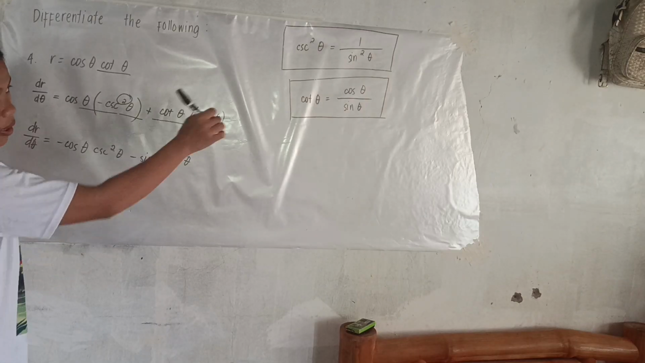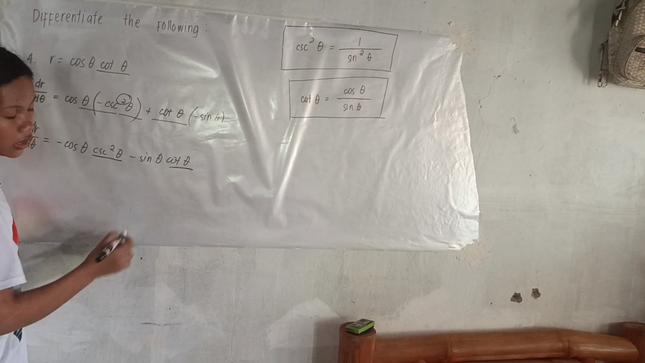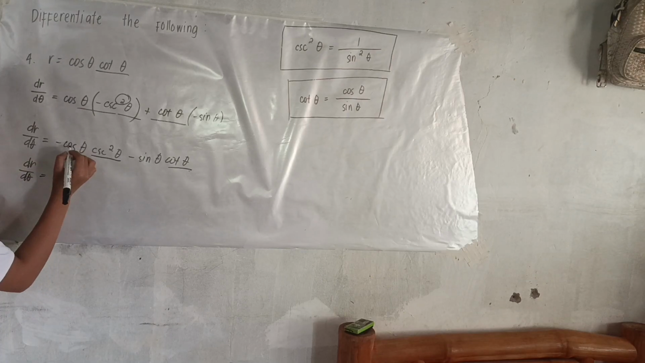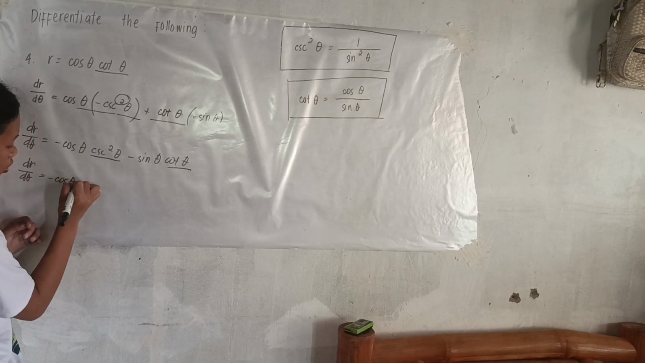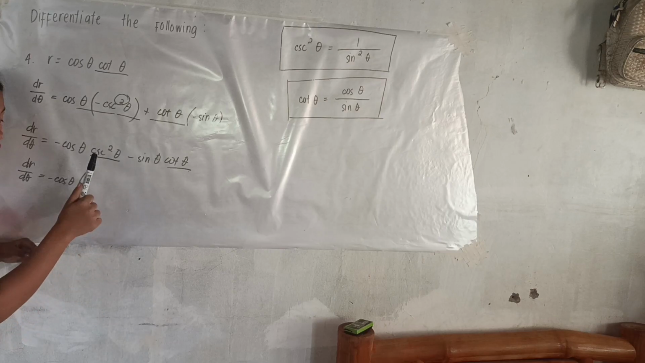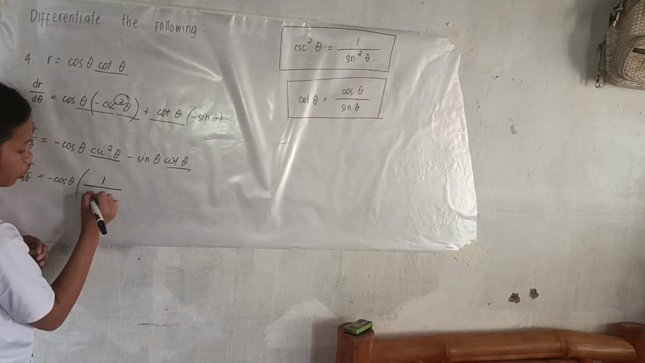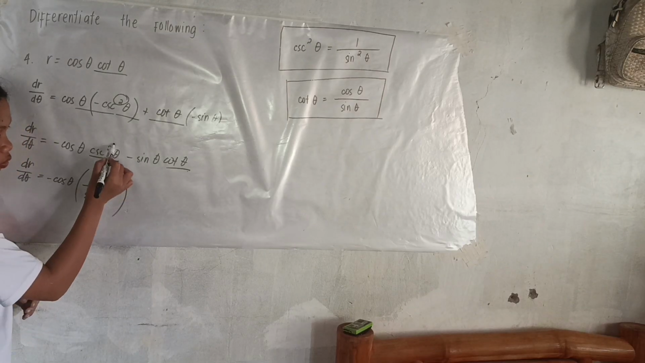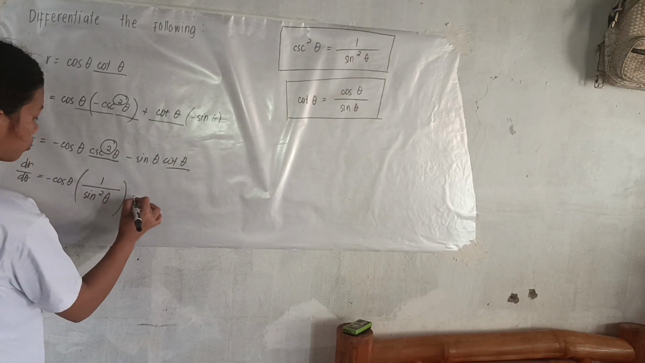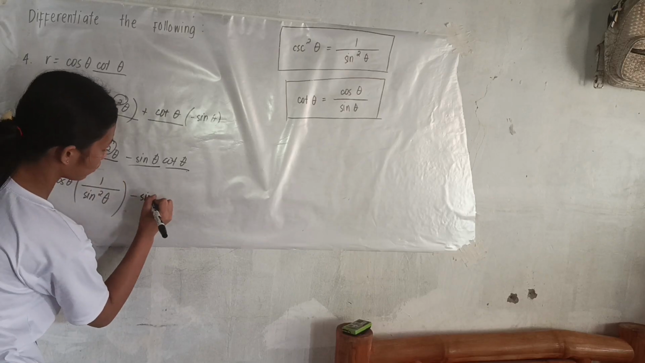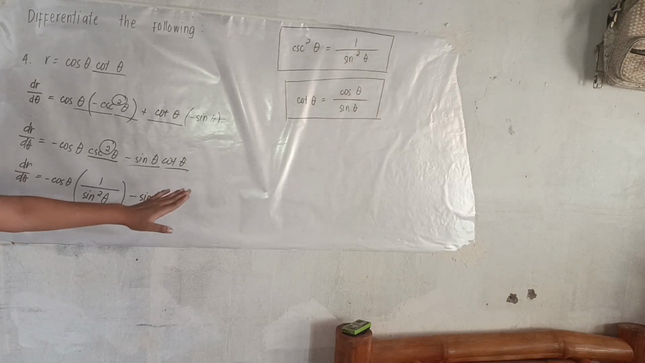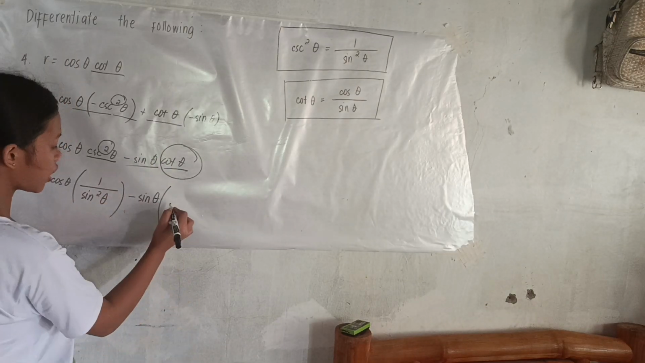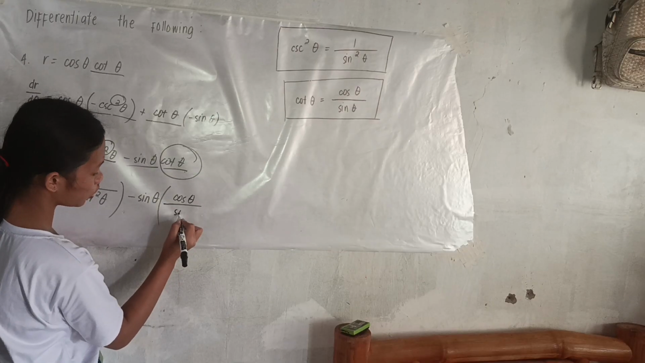To apply them, we replace these terms with their identities. So dr over d theta is equal to negative cos theta times 1 all over sine squared theta, because it became sine squared since there is a 2 here, minus sine theta times the identity of cotangent theta, which is cosine theta all over sine theta.